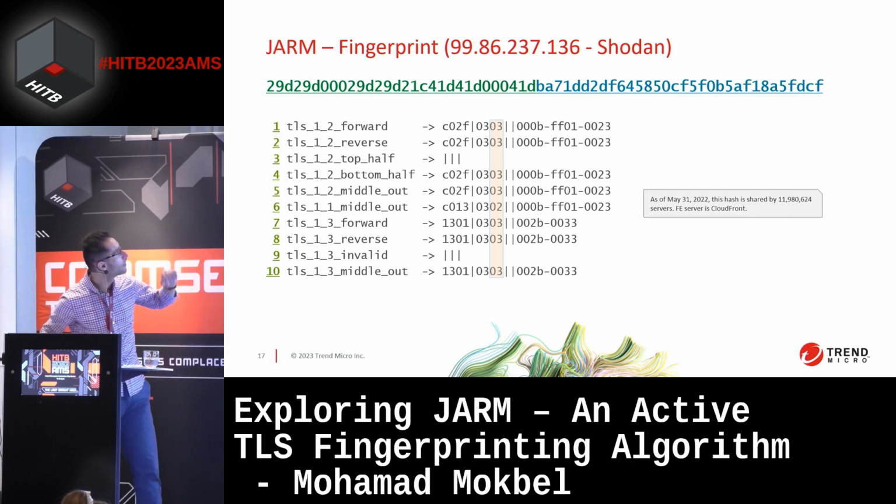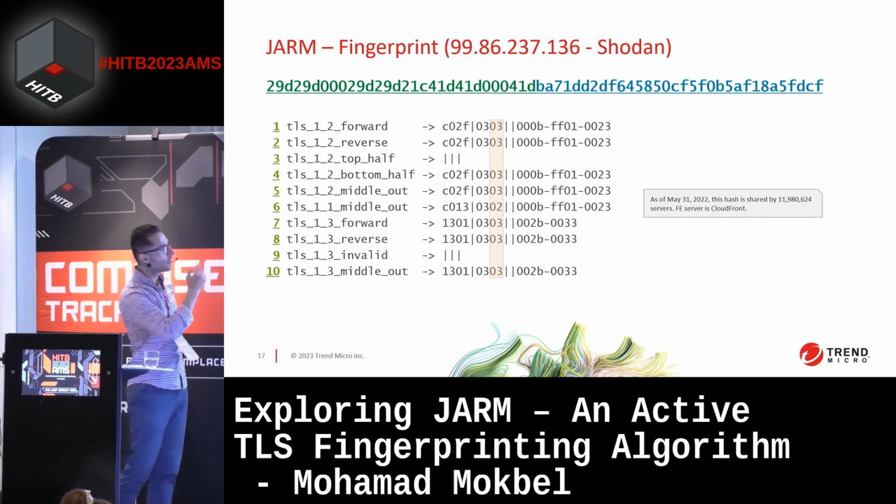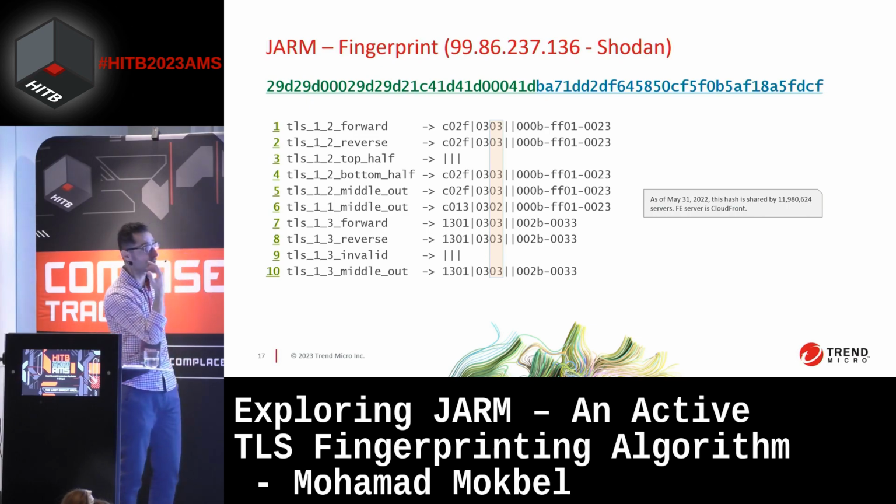And here again, for another server on Trojan, just notice the commonality of this hash on Trojan, you've got 11,000 matches, and this is similar to the previous one. It's a front-end server for CloudFront 2. This is checked as of May 31, 2022.